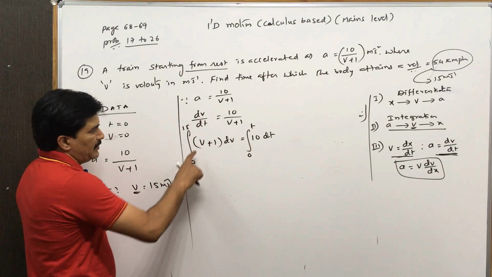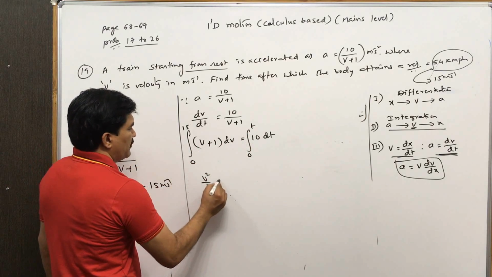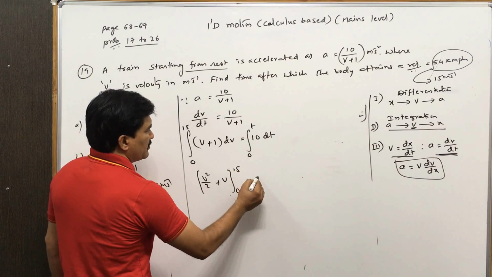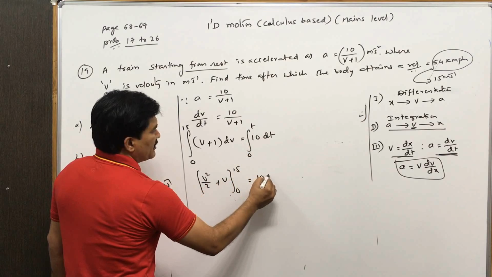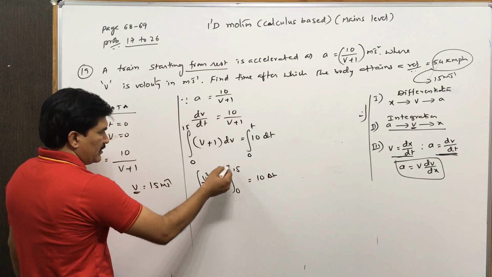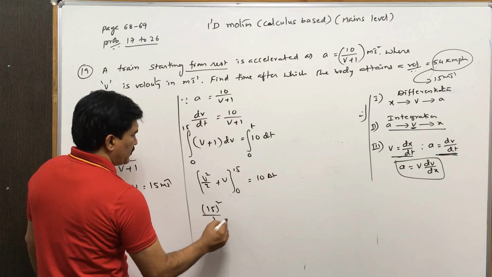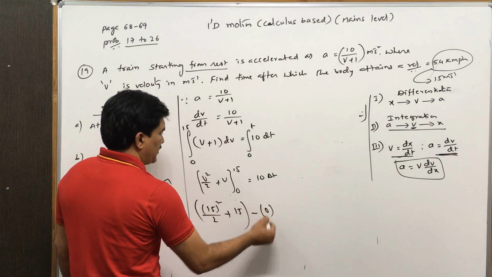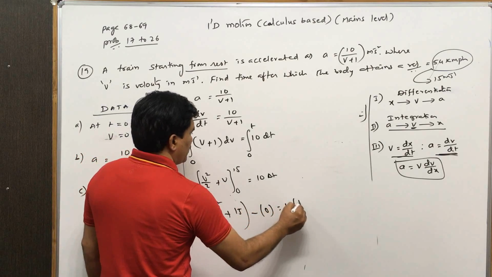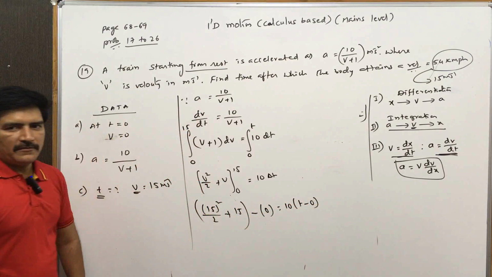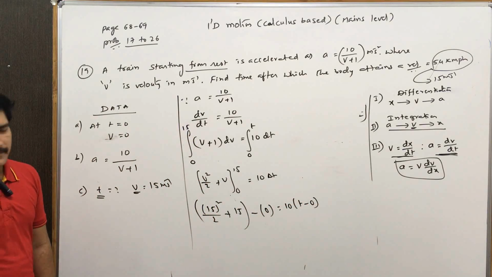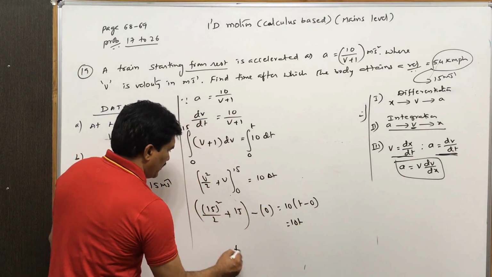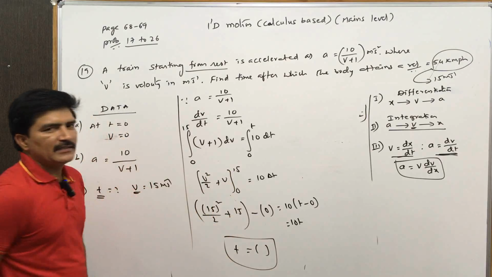Okay, then integration of this leads to v square by 2 plus v from 0 to 15, that is equal to 10 is a constant, integral of dt means delta t. Okay, now this is leading to 15 whole square by 2 plus 15, substituting upper limit, minus substituting lower limit leads to 0, that is equal to 10 into delta t, which is nothing but final point of time minus initial point of time. Okay, and this is leading to 10t, right. By solving this you will get the t value, right, that is the required one.